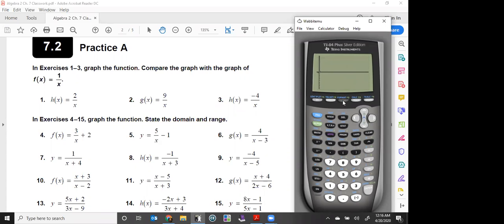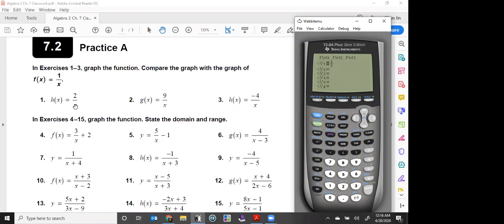Mine is not, so I need to hit zoom 6, change my window, and there we go. Okay, so I have this right here. Now, my window is still zoomed out a little bit too much. So let's change that to -5, +5, -5, +5. Hit the graph, and let's see what that is. There we go. That gives me a little better window for this. All right, so there is y1. That's what we're comparing to.